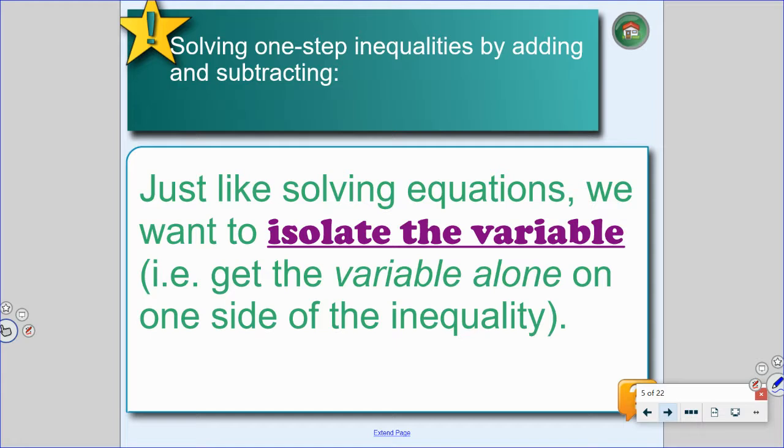All right, now, let's talk about addition and subtraction inequalities. Just like solving equations, we want to isolate the variable. That means we want that variable by itself. For an equation, oftentimes it would look like x = 3 1/3. For an inequality, we're still going to want to get x by itself, but in this case, it's going to be an unequal sign in the middle.